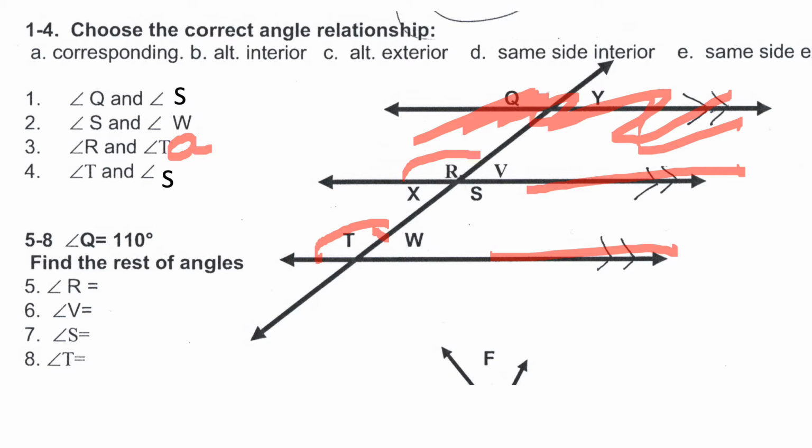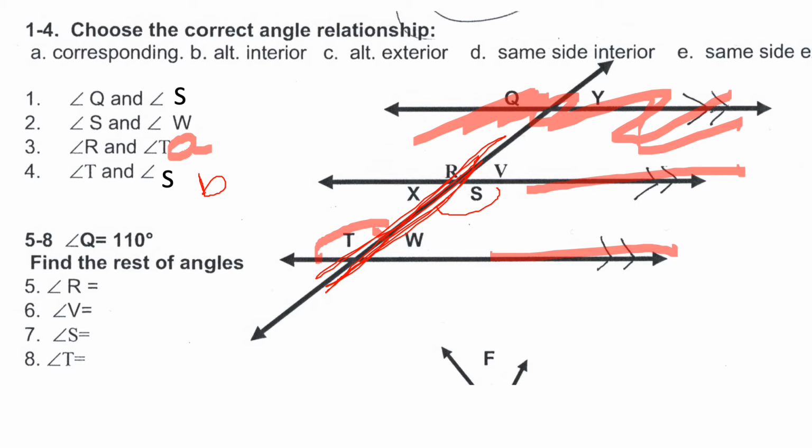And then that leaves T and S is right here. And so those are both now interior. So interior angles, they're not on the same side of the transversal, they're on alternate sides. So alternate interior, that would be B.